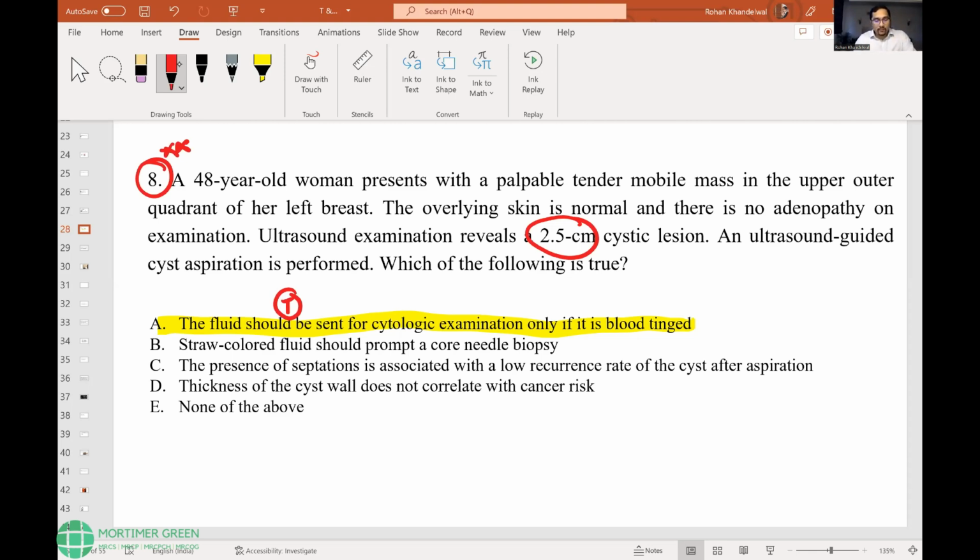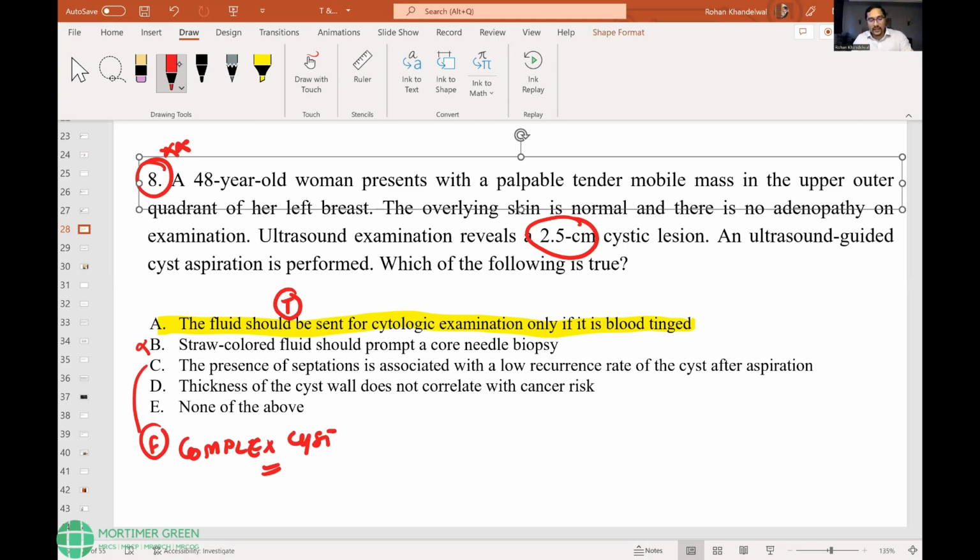Straw colored fluid should prompt a core needle biopsy. No. Presence of septations is associated with a low risk of recurrence after aspiration. This is false. Septations are a sign of a complex cyst, and a complex cyst is more likely to recur than a simple cyst. Thickness of the cyst wall does not correlate with cancer risk. This is also false. If you have a thickened wall, or a growth coming out from the wall, all those can be a sign of a malignancy inside a cyst as well. This is an important thing which I want you to know.